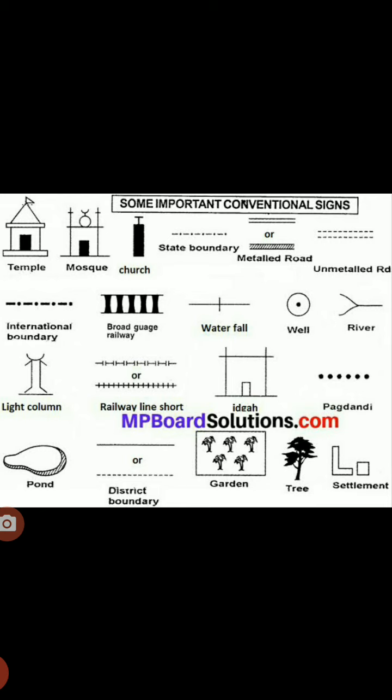These are the symbols, also called conventional symbols. Temple: can we draw the real temple on the map? No, it is difficult. Mosque. So these are the symbols of temple, mosque, church, state boundaries, roads, rivers, wells, waterfalls. These are trees, gardens, pond. These are railway lines: broad lines, meter gauge, broad gauge. See, broad gauge is here. Observe these symbols carefully and learn about them.